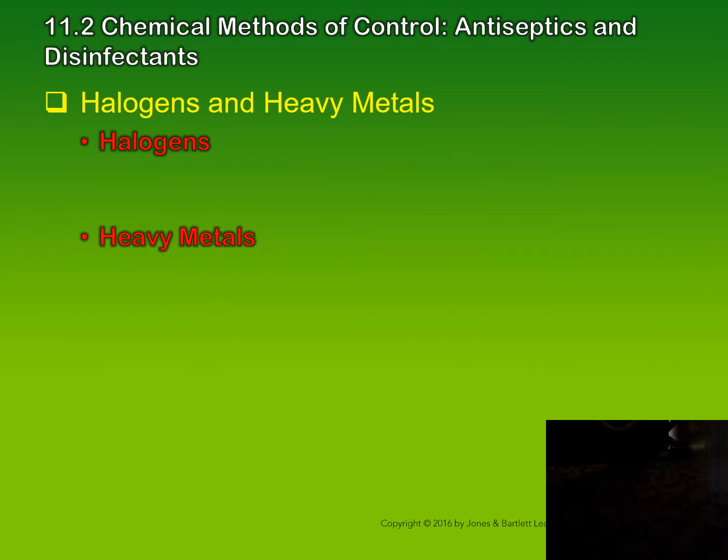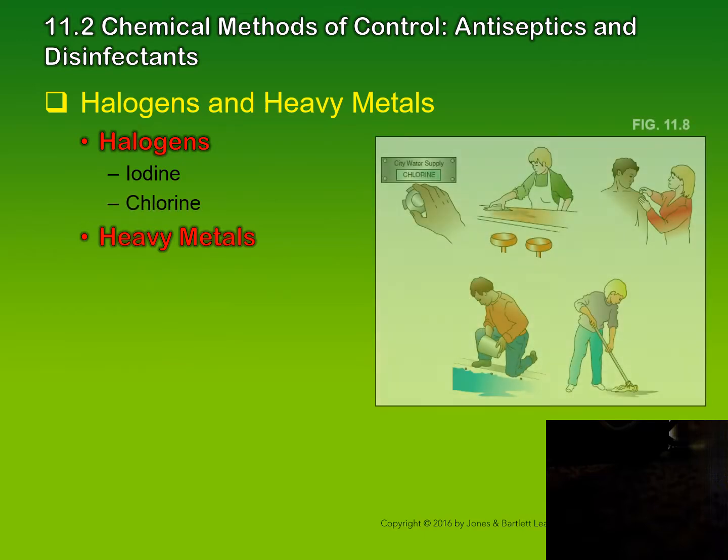Again, on the more maybe industrial side, halogens like iodine are something that's going to kill a lot of microbes. That's one of the steps, say you're going to do surgery, before you make the incision. You're going to clean with iodine. Okay. Chlorine is going to be another halogen that's going to be very effective at killing microbes.